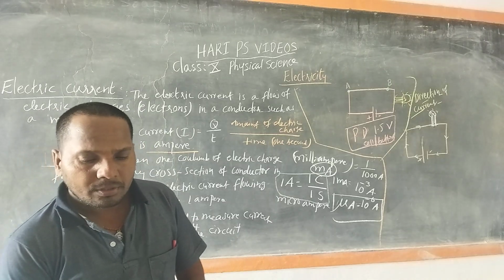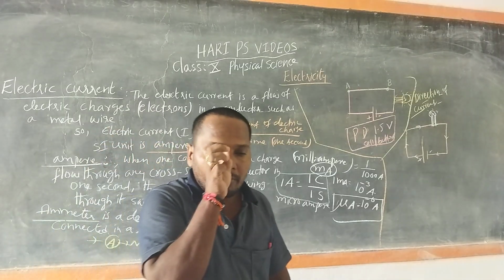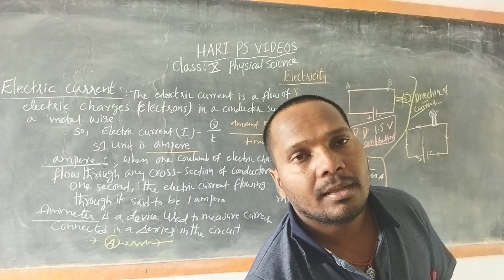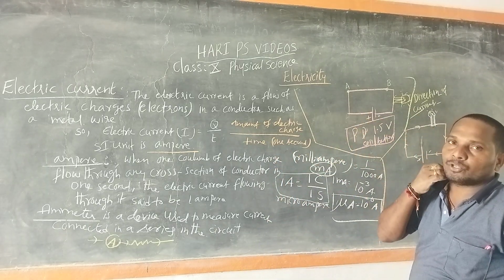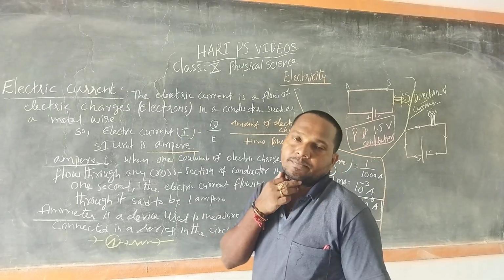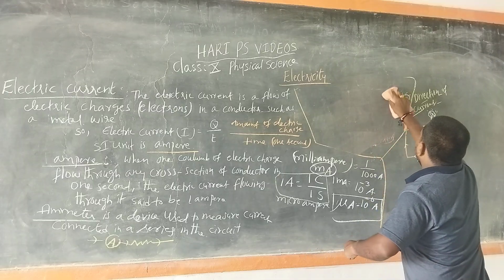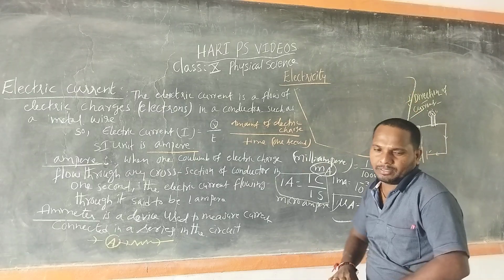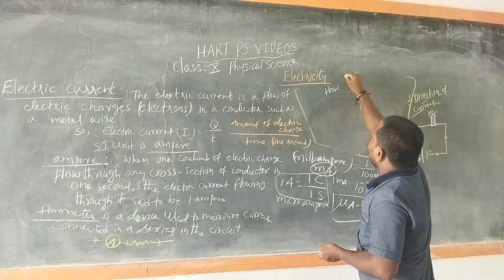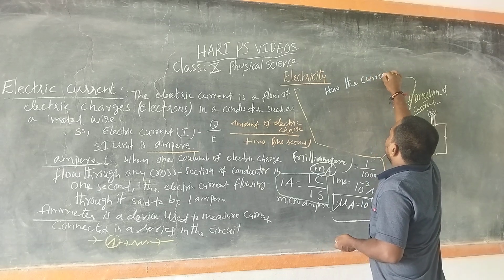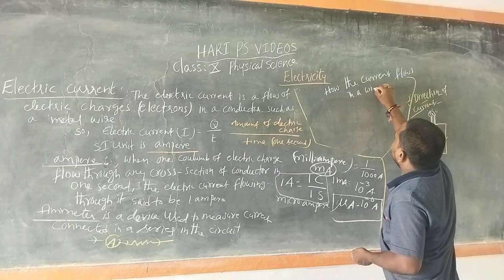How does the current flow in a wire? What is the direction, and what is the reason the current flows in a wire which is connected in a circuit, or connected to a cell or a battery? Let us discuss how the current flows in a wire.